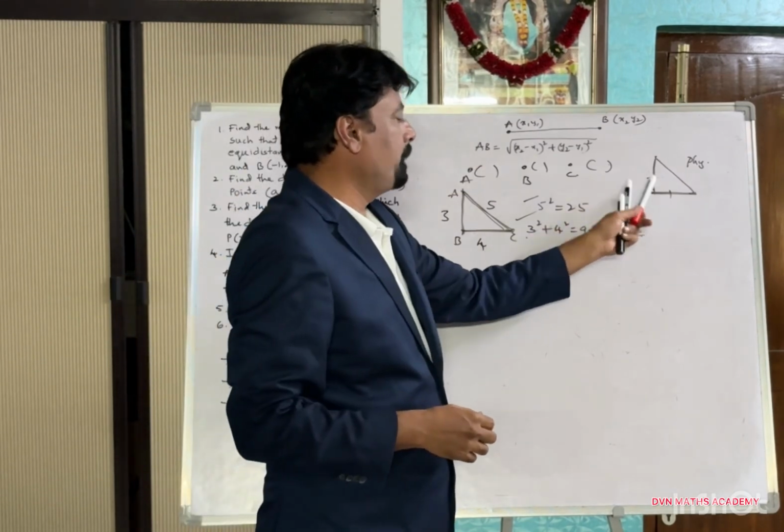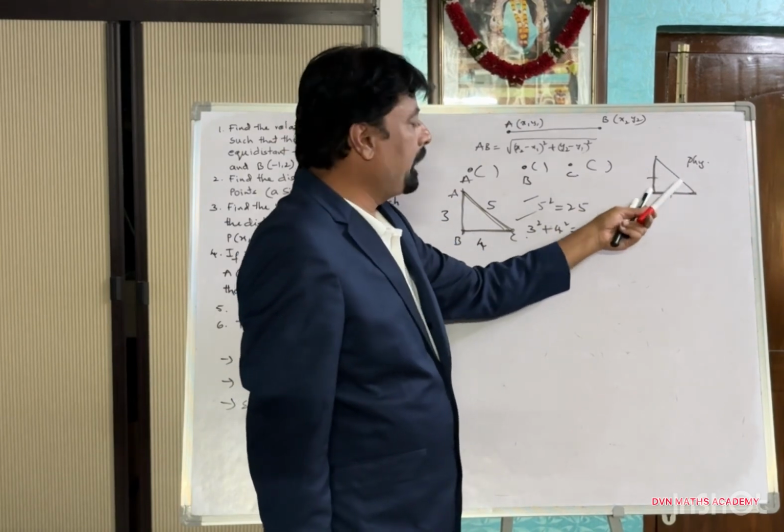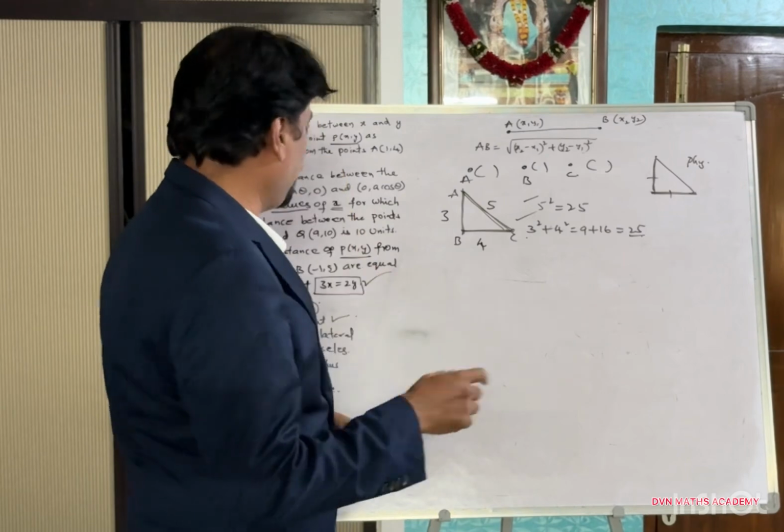So these two sides may be equal and this will satisfy the Pythagorean theorem, then only we can write it is a right angle isosceles triangle.